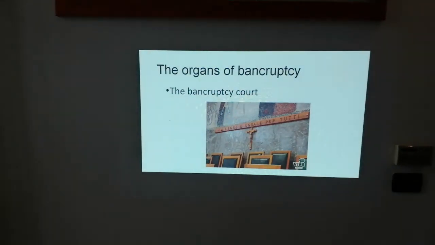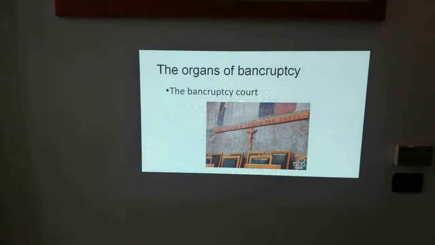Right. Today I want to talk about the organs of the bankruptcy and also the different phases of the bankruptcy. So what phases does the bankruptcy have to go through. We'll start with the court. So there's the bankruptcy court, which will decide.